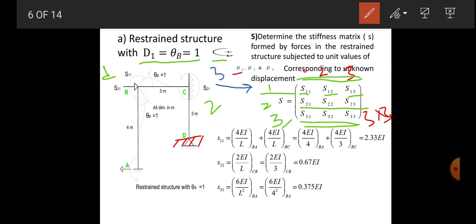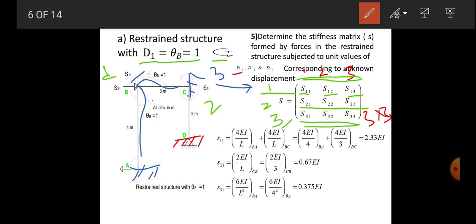let's say 3. So now we are applying a unit rotation on the column AB, and by keeping this far end fixed, so only B is allowed to rotate by unit rotation. So when we allow B to rotate, it will rotate and the adjacent both members will rotate like this.